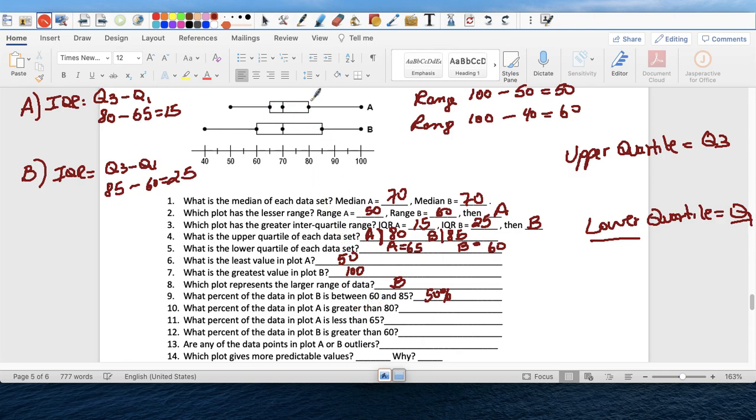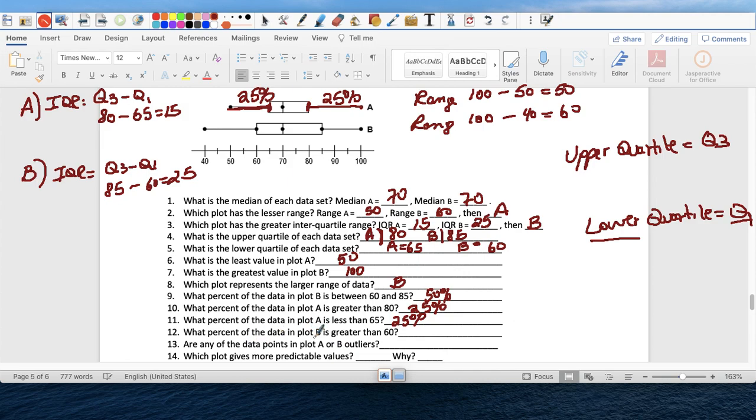What percent of the data is greater than 80? En el A, ¿qué porcentaje más grande que 80? Bueno, 80 está aquí. So the percentage that's greater than 80 is this part right here. So that's 25%. What percent of the data in plot A is less than 65? In A, menos de 65 sería esto. ¿Cuánto vale esto? That's 25%.